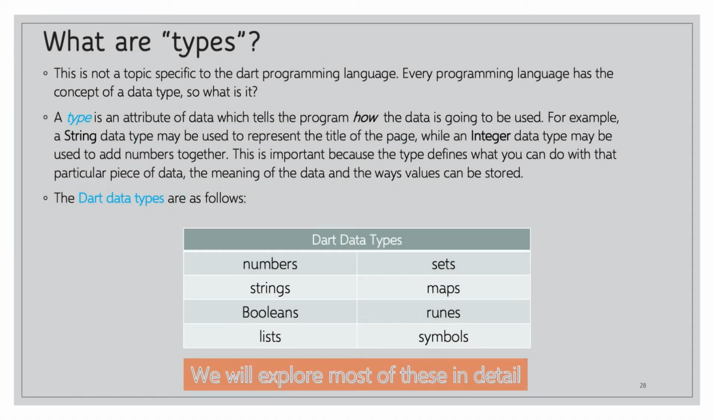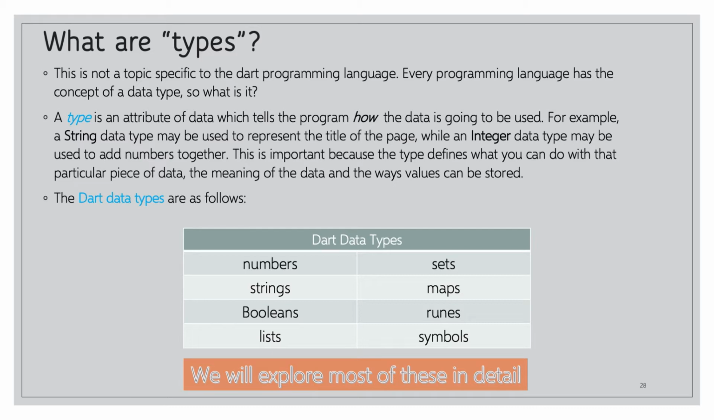Let's talk a bit about types. This is not a topic specific to just the Dart programming language. In fact, every programming language has the concept of a data type. A type is an attribute of data which tells the program how the data is going to be used. For example, a string data type may be used to represent the title of a page, while an integer data type may be used to add numbers together.